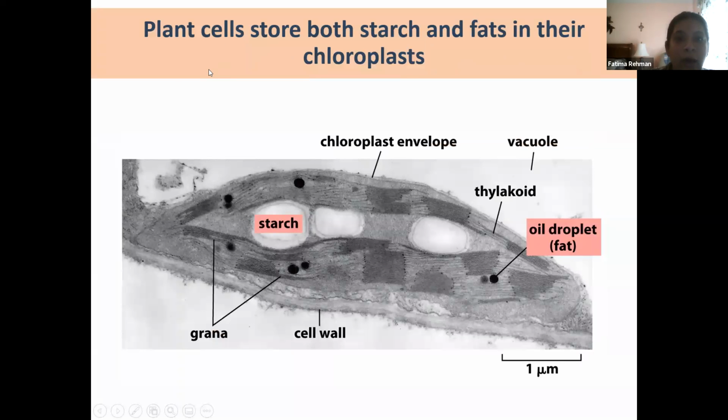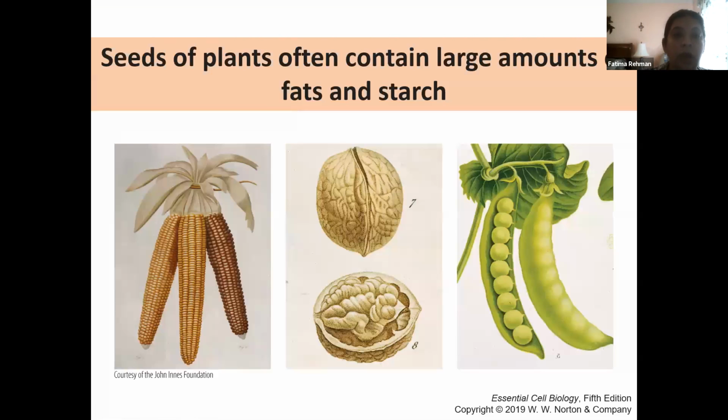Plants, on the other end, have both starch and fats in their chloroplasts. That's where they store their energy. Oil droplets are the way they store their fats, and starch is their energy storage system inside the chloroplast. So it's not in the cytoplasm, but rather in the chloroplast within that cytoplasmic space. That way it is very readily available for energy consumption for these plants.